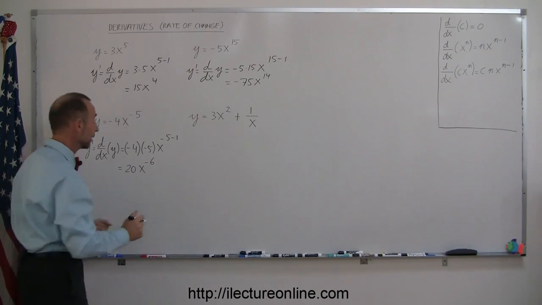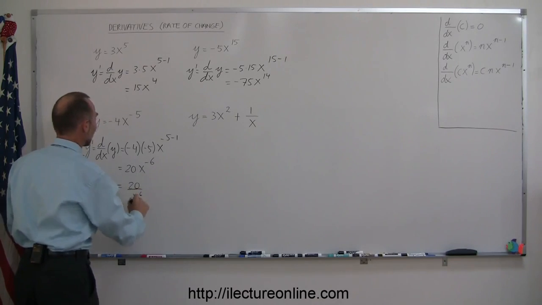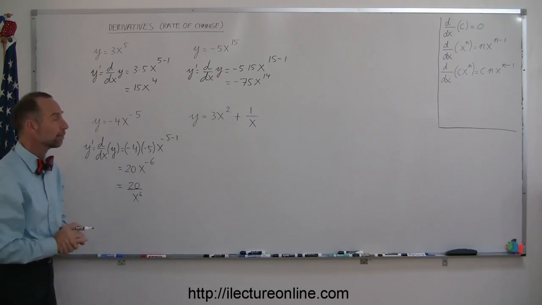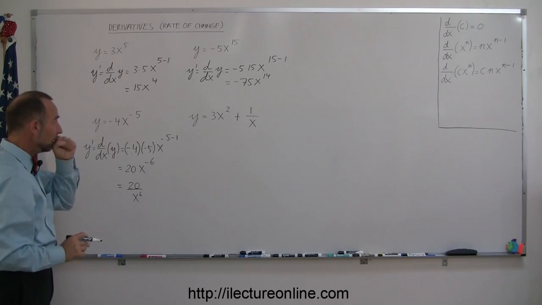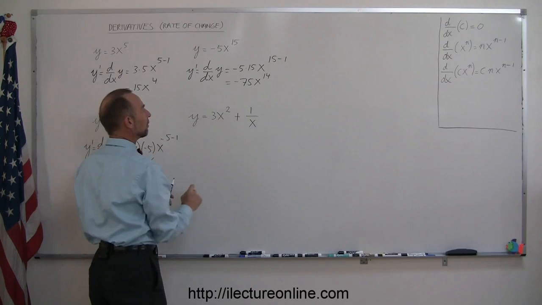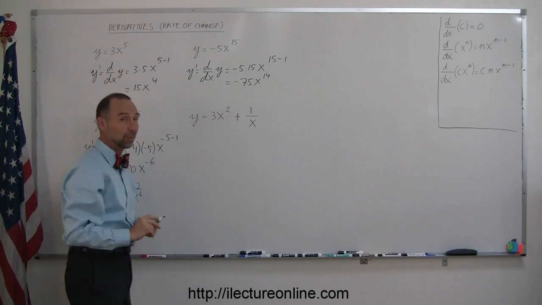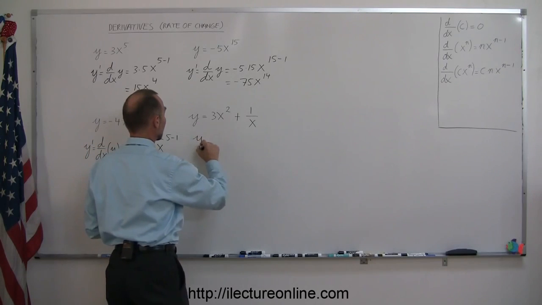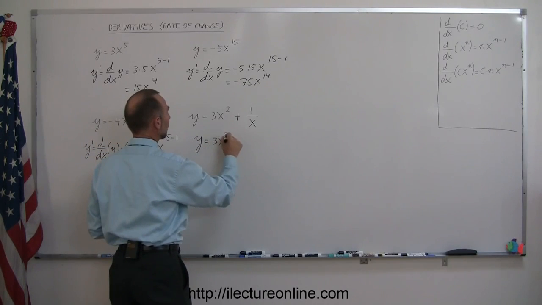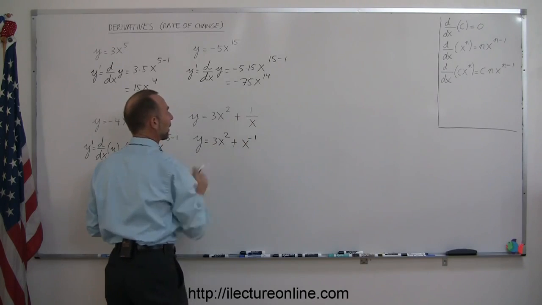We could write it like this. We could say, well, this is equal to 20 divided by x to the 6th power. Either way, same answer. All right, one more here. Now you can see that this is the sum of two terms. And before we take the derivative here, we're going to rewrite this with x in the numerator and a negative exponent. So we rewrite this problem as y is equal to 3x squared plus x to the minus 1 power, which is the same as what we have over there.